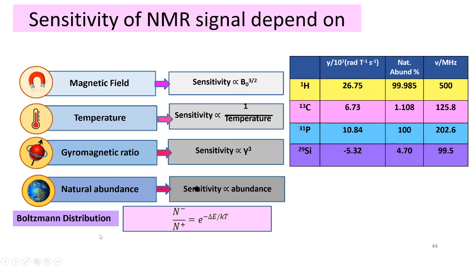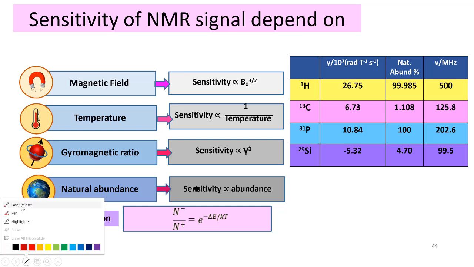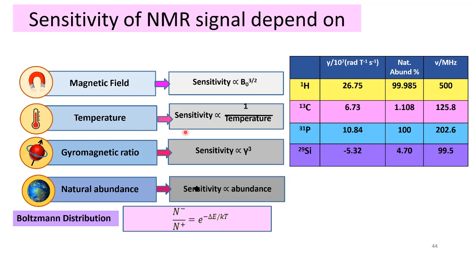The sensitivity is proportional to the magnetic field to the power 3 by 2, and sensitivity is inversely proportional to the temperature. So if the temperature is very high, then the sensitivity will be less. Then it is proportional to the cube of the gyromagnetic ratio. As we see in the proton, the gyromagnetic ratio is very high, so upon taking its cube, the sensitivity will be even higher. So the frequency will also be higher. Likewise, we can check the criteria for our material to get a better signal.